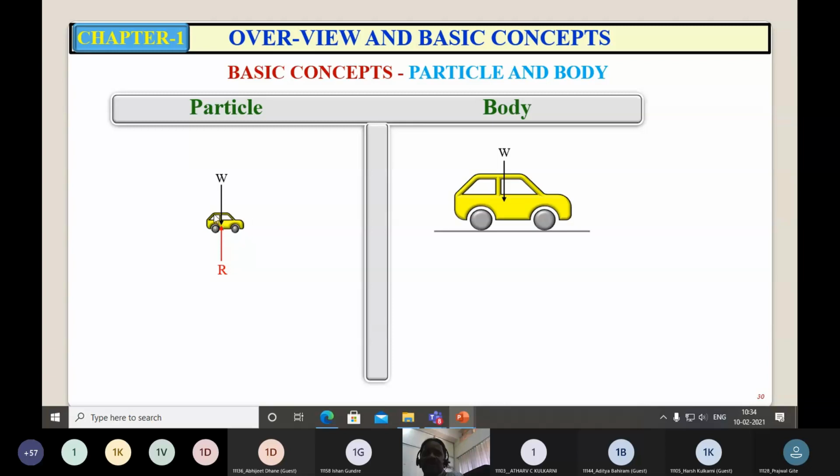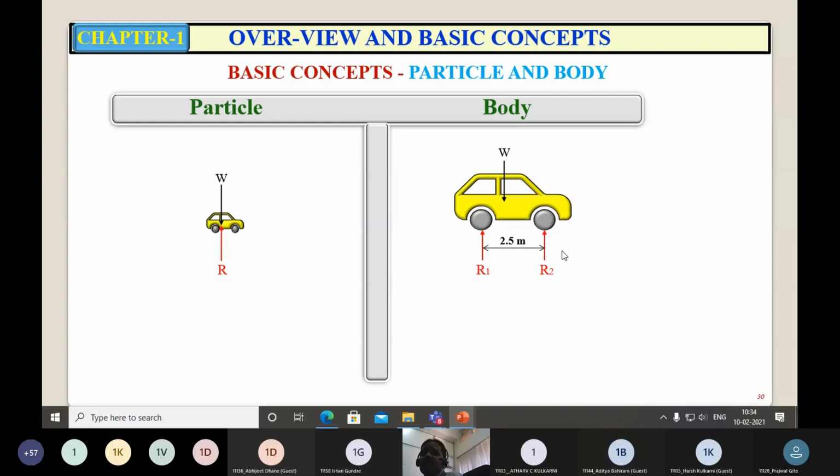to maintain equilibrium. Being here, I am neglecting the size of the car. I am treating this car as a particle. So you will have a reaction from the road R in order to balance this W. Whereas in the second case, I am considering the dimensions of the car. So the distance between these wheels is say 2.5 meters.